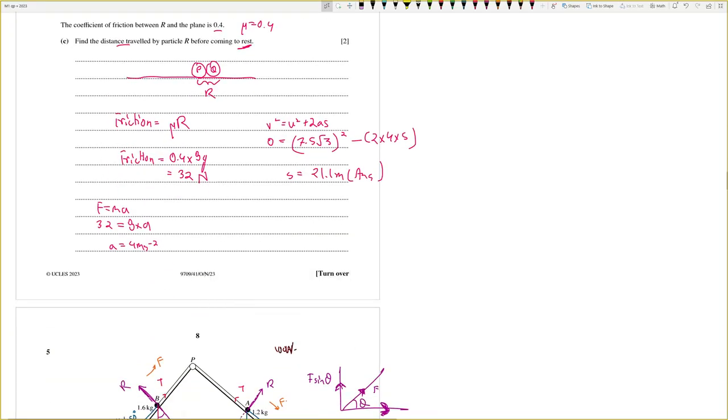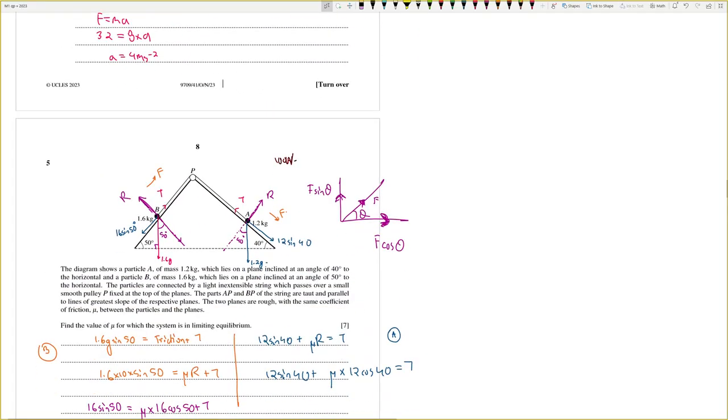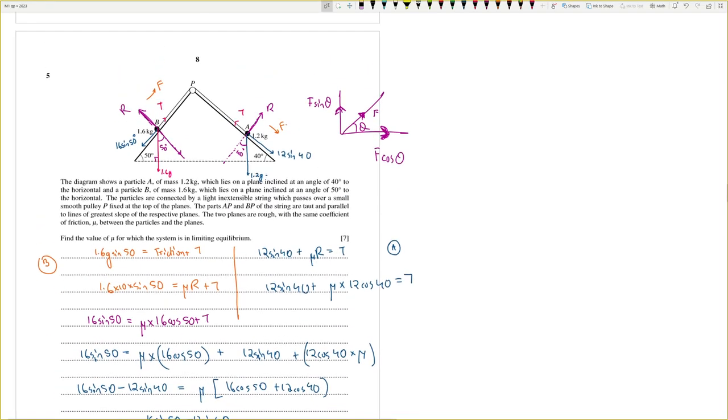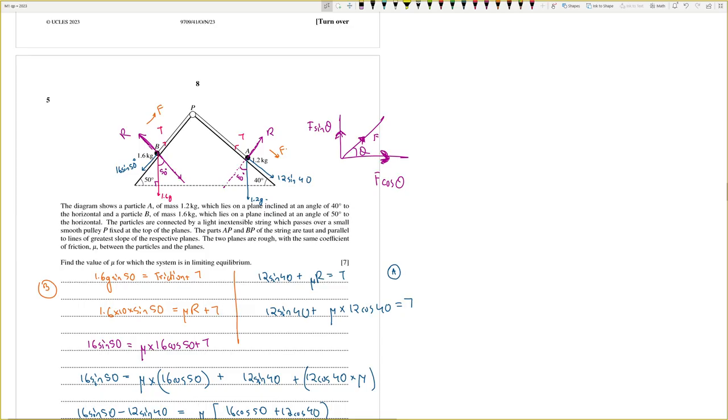We are currently at question number 5. So let's do this. The diagram shows a particle A of mass 1.2 kg which lies on a plane inclined at an angle of 40 degrees to the horizontal, and a particle B of mass 1.6 kg which lies on a plane inclined at 50 degrees to the horizontal. Okay, fine.